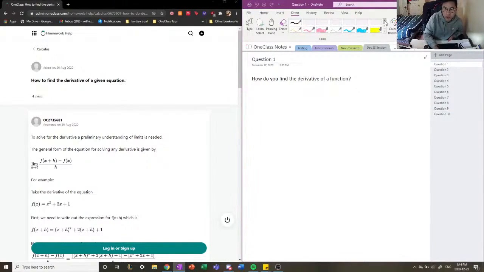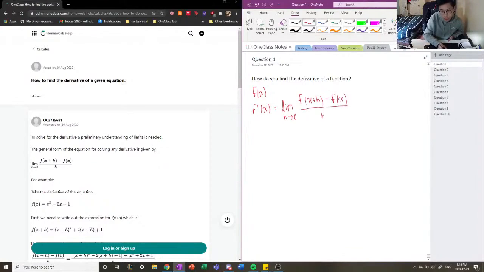So a derivative, we write, if we have a function, let's say f of x, for example, then our derivative is going to be f prime of x. And it is simply the limit as h approaches 0 of this expression here. So this is the derivative of a function at point x, which is the limit as h approaches 0 of f of x plus h minus f of x divided by h.